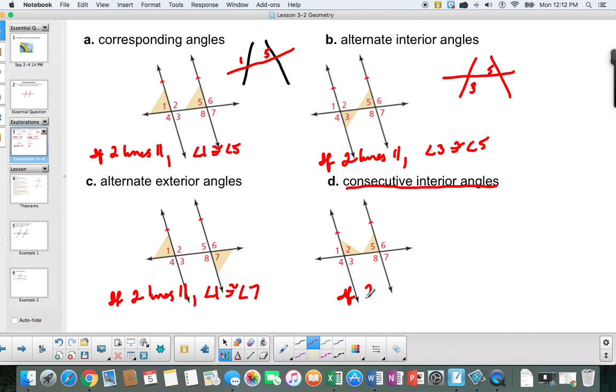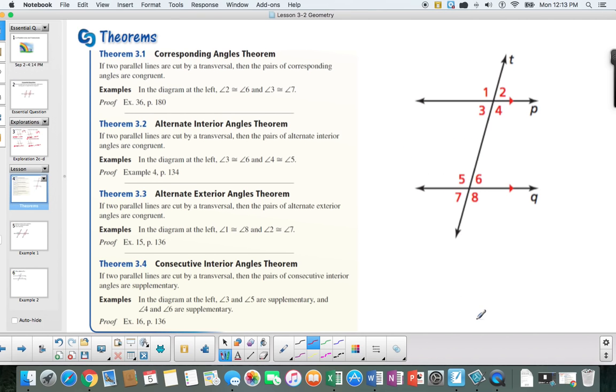If two lines are parallel, we found in the exploration that angle 2 was supplementary to angle 5. In other words, they added up to 180. So this is the only one where the angles don't end up being congruent but end up being supplementary. Now in summary, here are the 4 theorems that cover what we saw in the exploration. Now you can abbreviate this. You don't have to write out the whole thing.